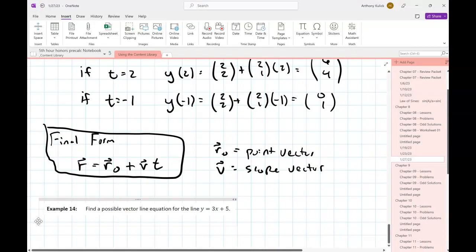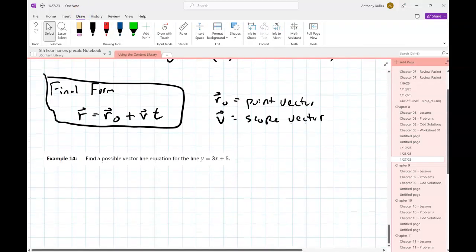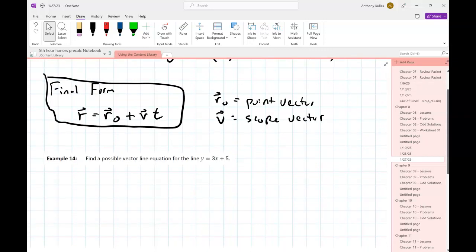Okay, say I want to convert from this slope-intercept equation into a vector equation for a line. So I know I'm going to be using this formula. My point vector can be any point that lies on the line y equals 3x plus 5. What would be the easiest point to use? 0, 5, the y-intercept, right?